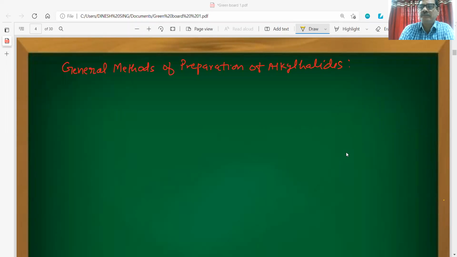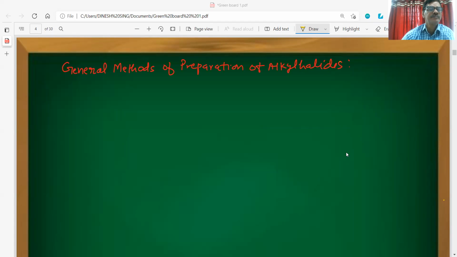So today we are going to start the new chapter, that is the general methods of preparation of alkyl halide in haloalkanes. In haloalkanes or haloarenes, first thing is their general methods of preparation. Every year, one question in IIT JEE Main and Advanced is asked from the methods of preparation.